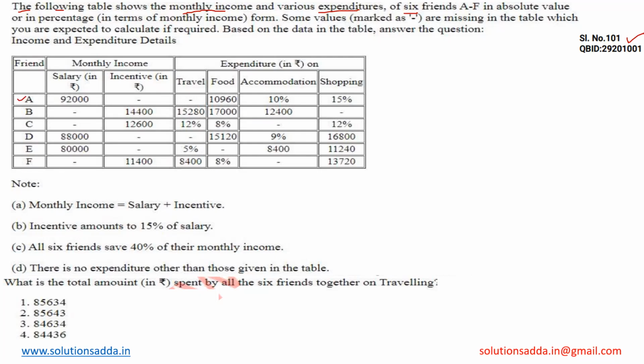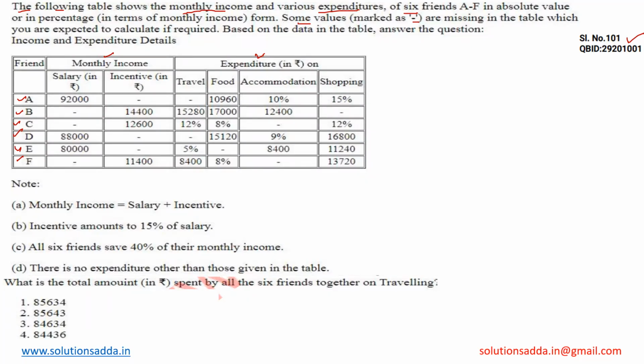These are the 6 friends A, B, C, D, E and F, and their monthly income and expenditures have been shown in this table. In the percentages, some values are given and some are marked as dash, which are the missing values, and we may find these values with the help of the given values. Based on the data in the table, answer the questions.